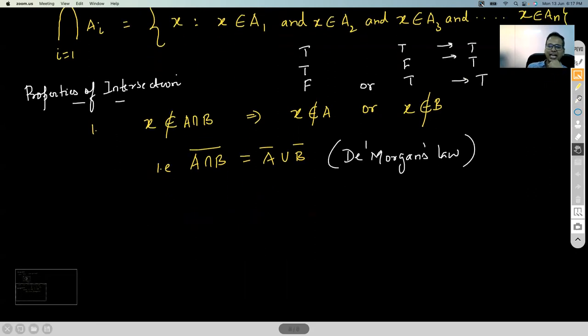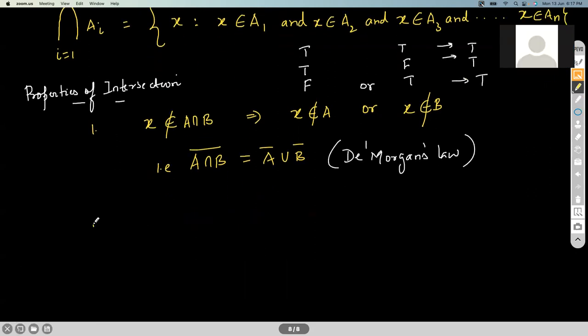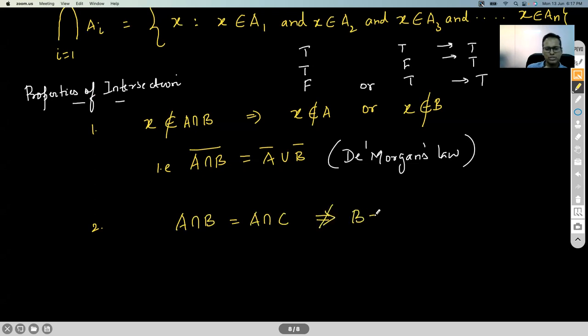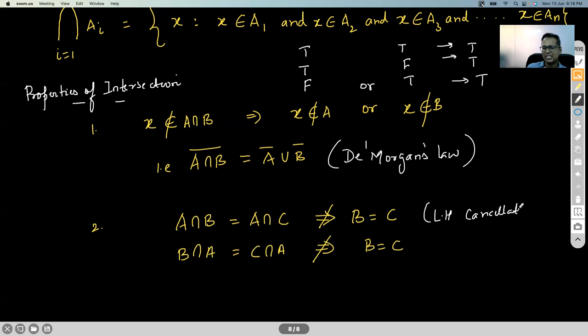Okay. So just like the part we had taken in the previous scenario, if A intersection B is equal to A intersection C, it does not imply B is equal to C. Similarly, if B intersection A is equal to C intersection A, this also doesn't imply B equals C. That means your left-hand cancellation fails in the case of intersection also.